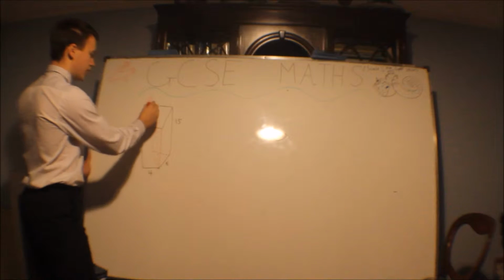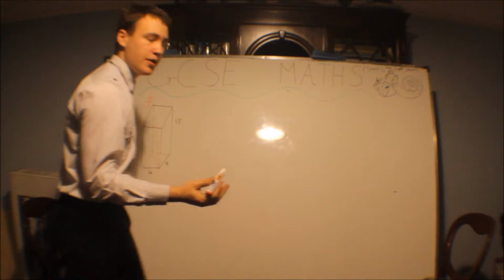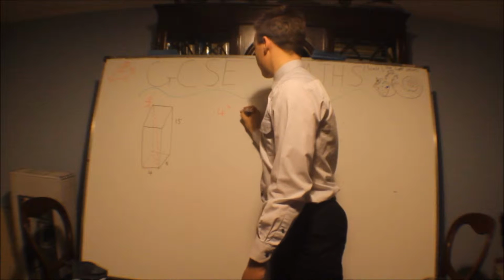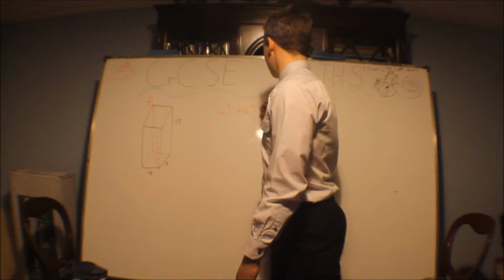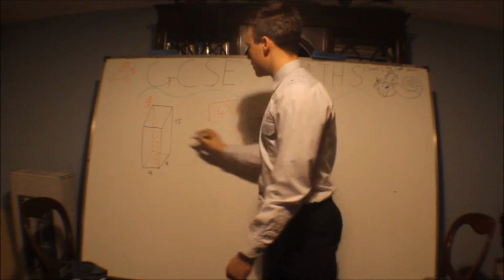So we formed a little triangle. We had to work out this hypotenuse. So that was Pythagoras in 3 dimensions. And so what that's going to be was the square root, 4 squared plus 6 squared plus 15 squared. So the square root of all of that gives you the hypotenuse.